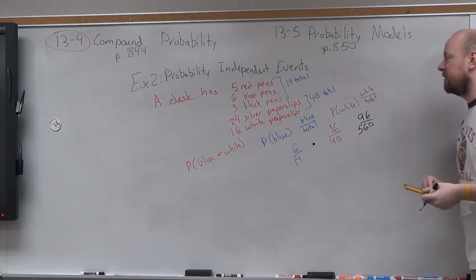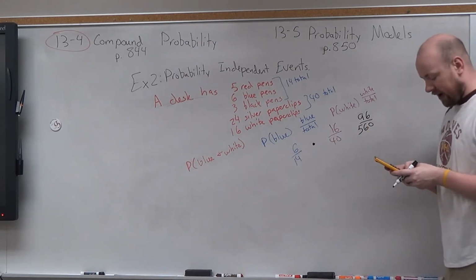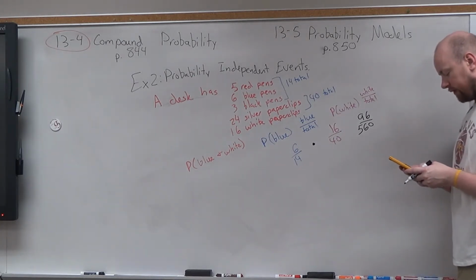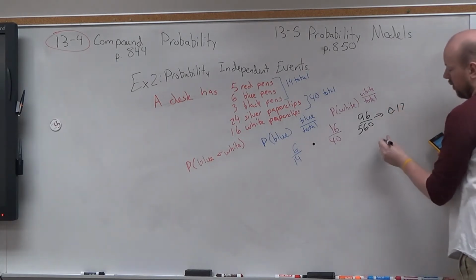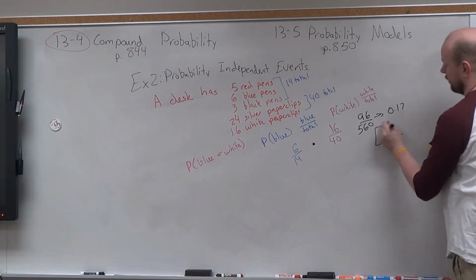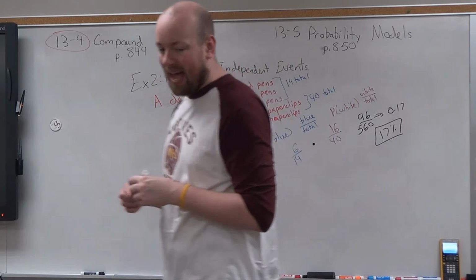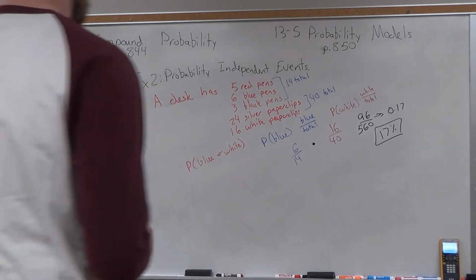However, 96 over 560 is not a probability, so we can just type that right in our calculator. 96 divided by 560. That's going to give us 0.17 or 17%. And that will be our probability that we would get a blue pen and a white paperclip. Just double check I got that. Okay.